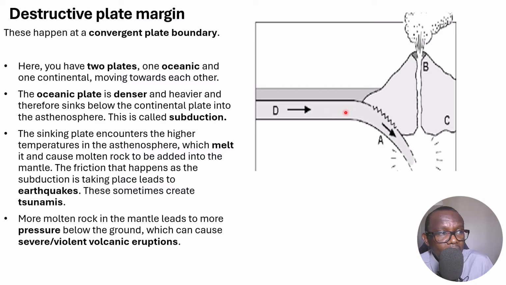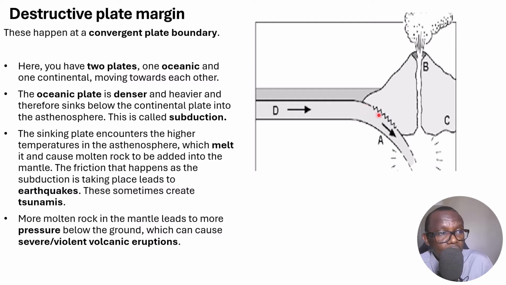As they do that, because the oceanic plate is a lot heavier and denser than the continental plate, like we had mentioned before, that oceanic plate is going to subduct, or sink, below the continental plate, and it goes underneath it. As it does that, the friction that it is going to cause is likely to lead to earthquakes.